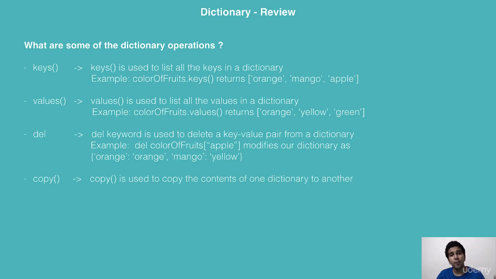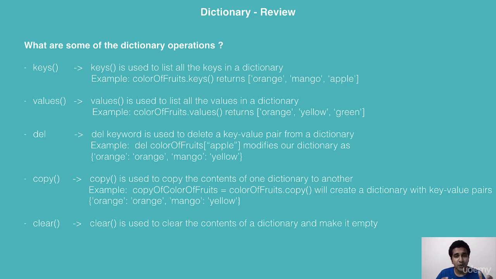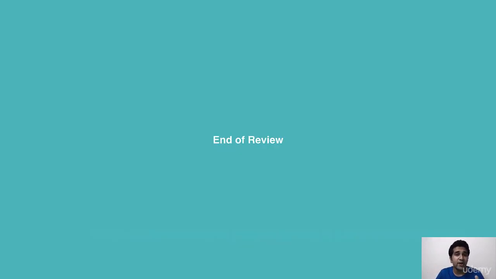Next, what we saw was to copy the contents of one dictionary to another dictionary. To do that, create a new dictionary, let's call it copy of color of fruits, and assign it the value of your dictionary dot the copy function. So that will copy the contents of your dictionary into another dictionary. And finally, what we saw was the clear operation, which is used to clear the contents of your dictionary. So if you call it with color of fruits dot clear, that would return a pair of curly braces, which is an empty dictionary. So that's the end of the review on this section on dictionary.